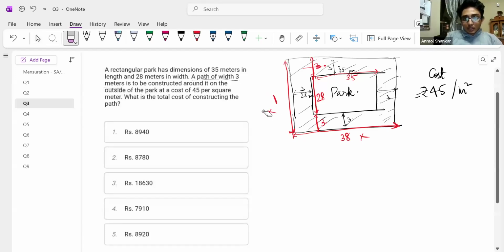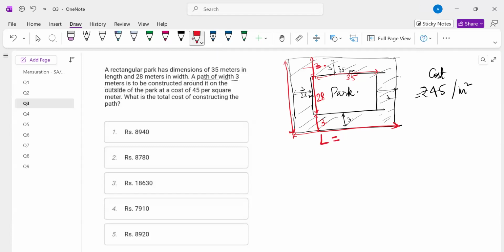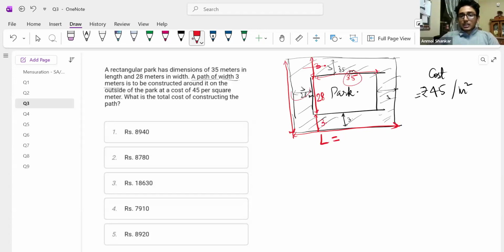So what is the total length and total breadth? Sir, length is 41, breadth is 34, sir. Correct. 35 plus 3 plus 3, right? Plus 3 twice. So this is 41 and the breadth is 28 plus 3 plus 3, which is 34, right? And the small l and small b inside are as it is, 35 and 28.